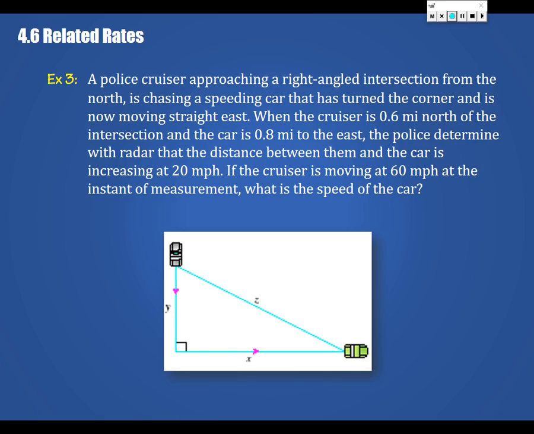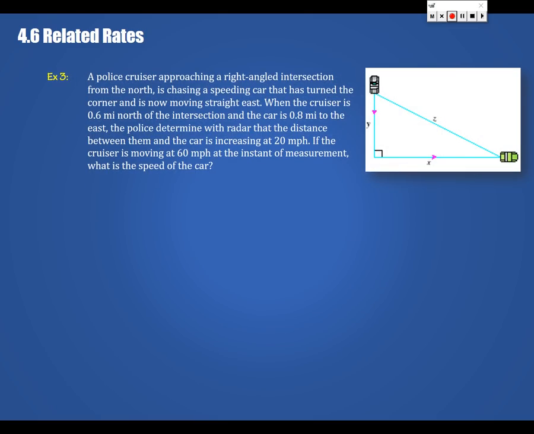Does it specify how fast both the cars are going? It does. It's on your paper right in front of you. Oh, yeah, I know, but like. The problem says that z is increasing.